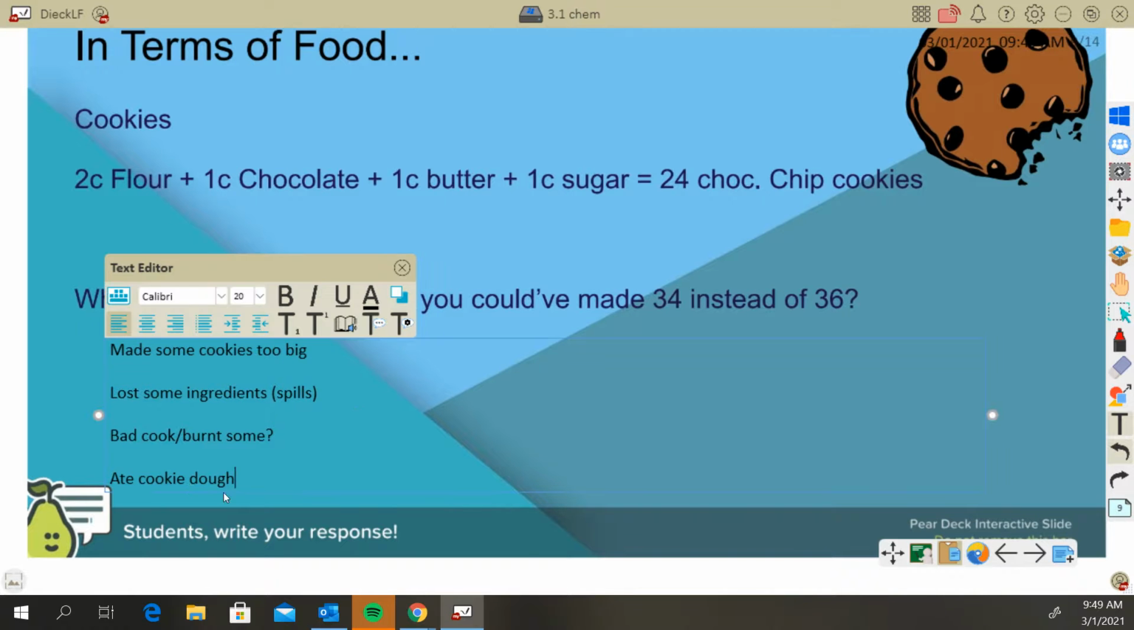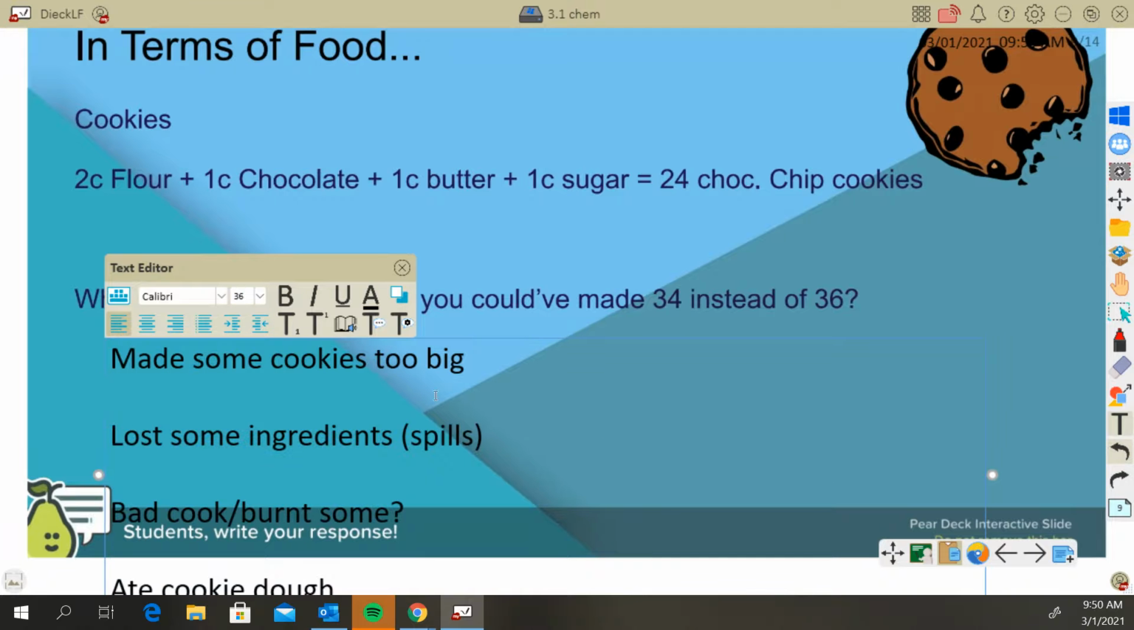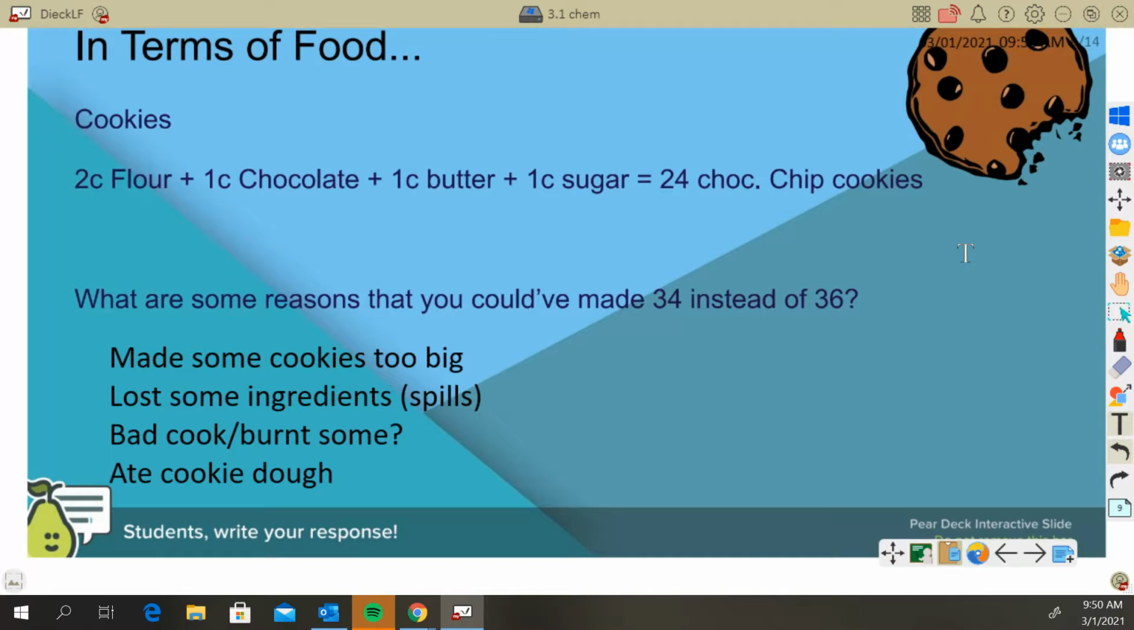A lot of these reasons also ring true in chemistry. Except for eating. We don't eat chemicals, okay? But sometimes we fill things up too little, or we fill them up too much. Sometimes we have spills. A lot of times we have spills. Sometimes we burn some off if we're heating it, and other times it gets stuck in the jar. Not all of it can get pulled out for the full reaction. So these are some examples of why our percent yield was not at 100%.